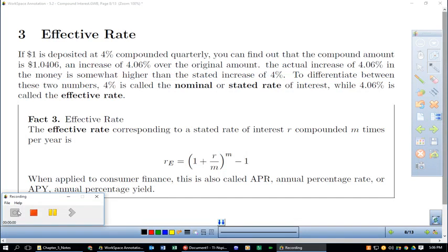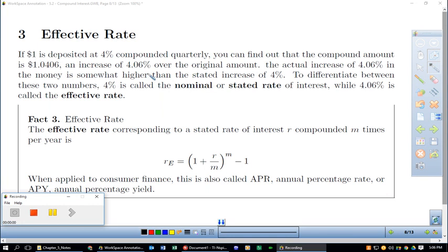We left off at Chapter 5, Section 2, Compound Interest. We talk about effective rate, and actually present value is the last thing in the section. So if $1 is deposited at 4% compounded quarterly, you can find out the compound amount is 1.0406, an increase of 4.06% over the original amount. So the actual increase of 4.06% is a little bit higher than that stated rate of 4%.